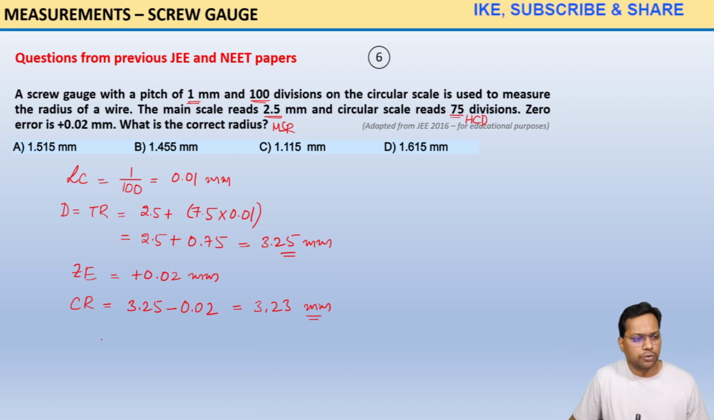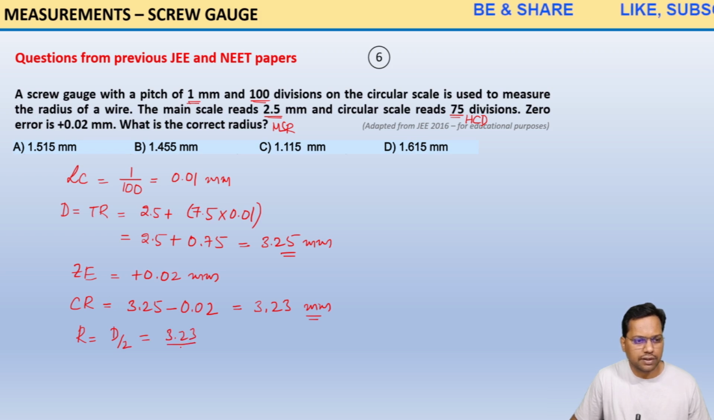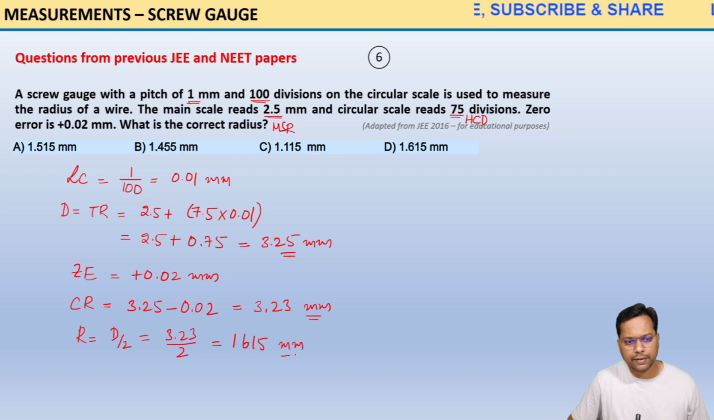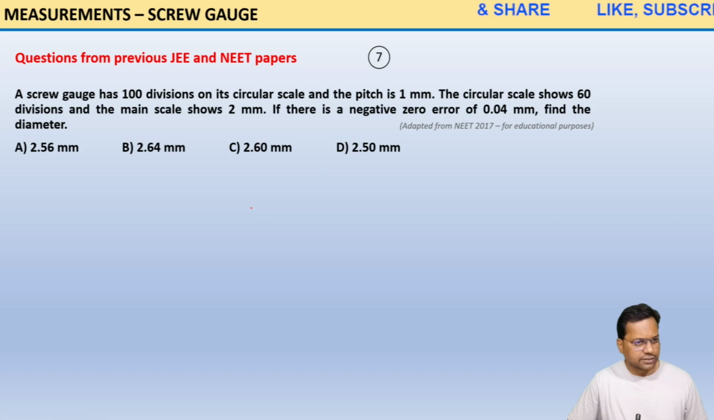Now we have to go for the radius, that is radius is equal to diameter divided by 2, that is 3.23 divided by 2. So this gives 1.615 millimeter. From the given options, D is the correct option. So we go for the next question.